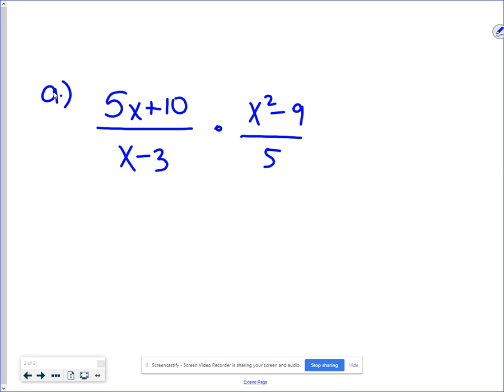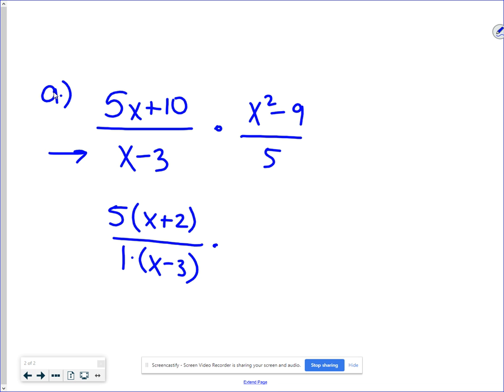So the 5x plus 10, I can rewrite that as 5 times the quantity x plus 2. My denominator, x minus 3, is prime, so I can write it as 1 times the quantity x minus 3. And then we'll multiply that by x squared minus 9, which is a difference of perfect squares, so it factors to x minus 3 times the quantity x plus 3. And then my denominator on my second fraction is just a monomial, so I can't really factor it, so I just leave it as 5.